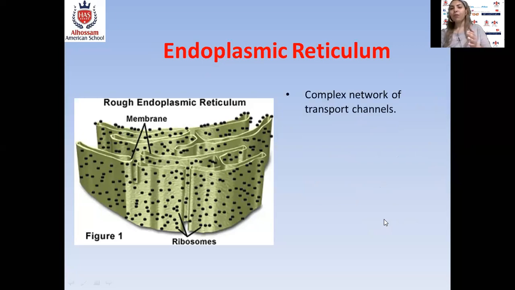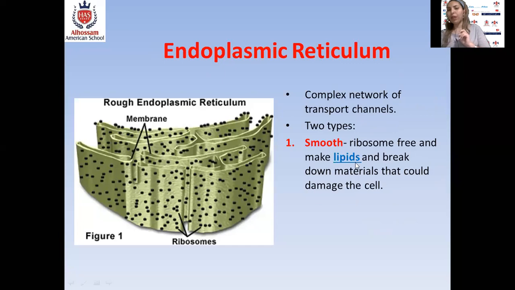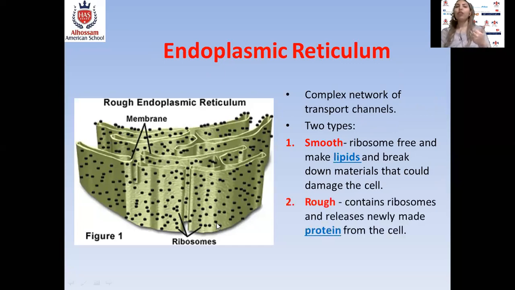So we have 2 types of endoplasmic reticulum, smooth and rough. This picture is for rough. Why do we say rough endoplasmic reticulum? Because it contains ribosomes on the outside and they are solid, so it has a rough texture. While smooth endoplasmic reticulum is without ribosomes. And each type has a specific function.